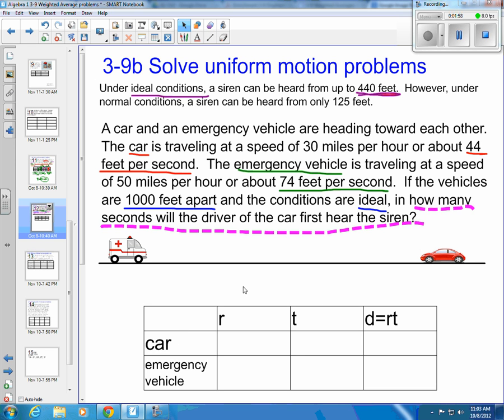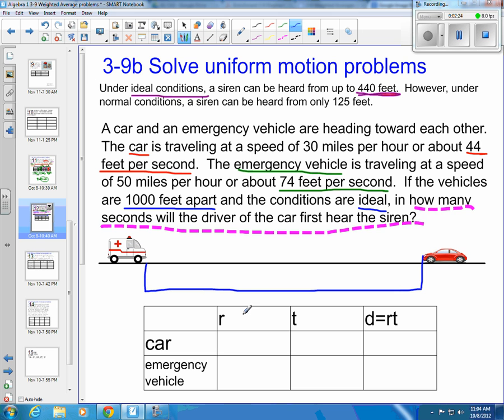Anytime I do a distance, rate, time problem, a uniform motion problem, I always set up a table to organize my thinking. For this case, I've got a lot going on here, so I'm going to add to my little graphic of my emergency vehicle and my little car. So I know that they are originally 1,000 feet apart. The distance from here to here, that is 1,000 feet.